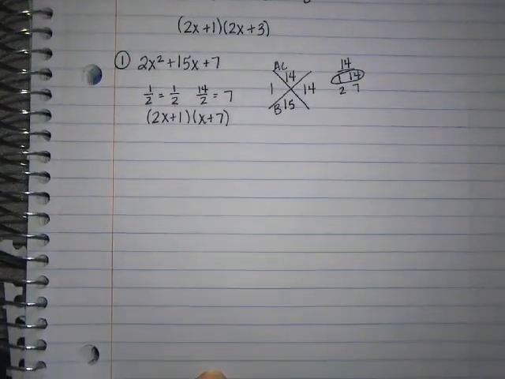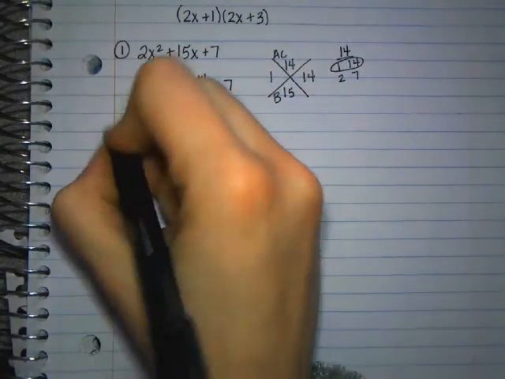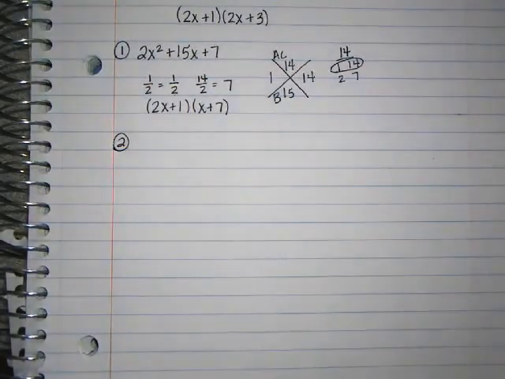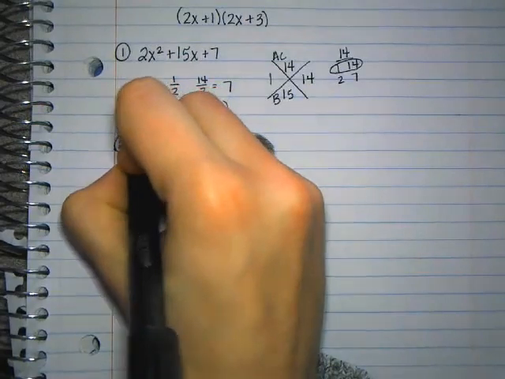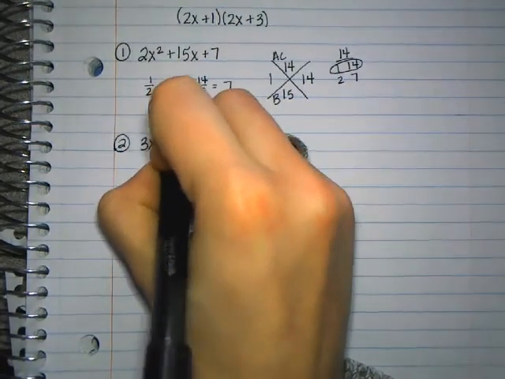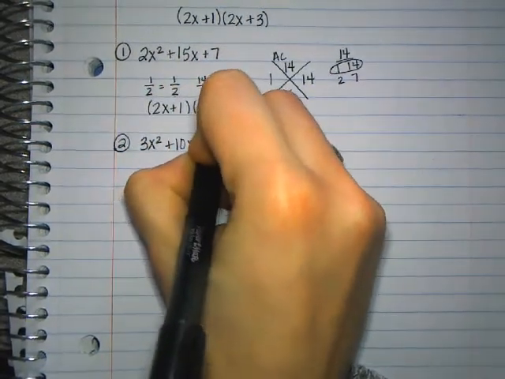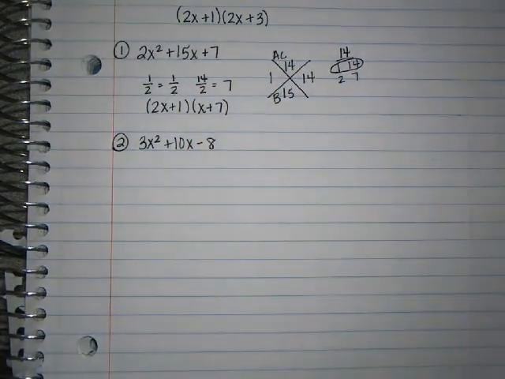Let me go ahead and give you guys another practice problem so that you guys can work it out on your own and double check it with the video. 3x squared plus 10x minus 8. Go ahead and pause again.